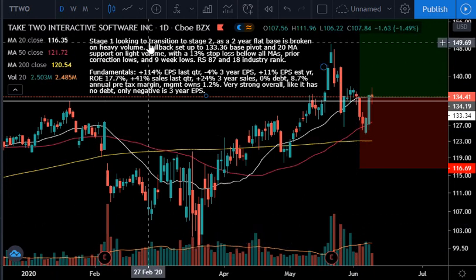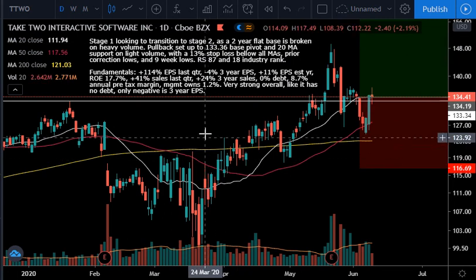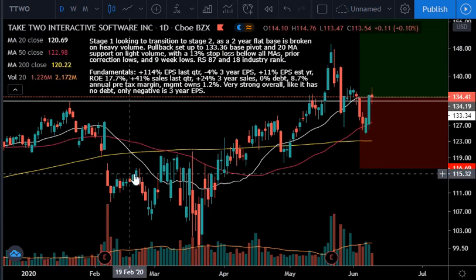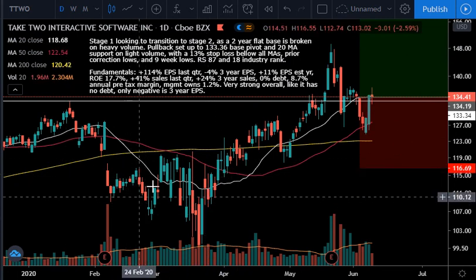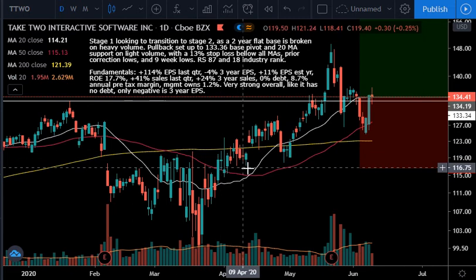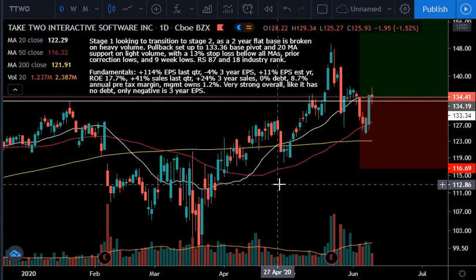It's a stage 1 looking to transition into stage 2. Like I said, there are authors covering this. Stage 1 is the accumulation phase, the consolidation phase, and stage 2 is the advancing phase. Stage 2 practically is an upsloping 200-day moving average, which is telling the trader that there is broad institutional participation, and those are the type of stocks that you want to be in.